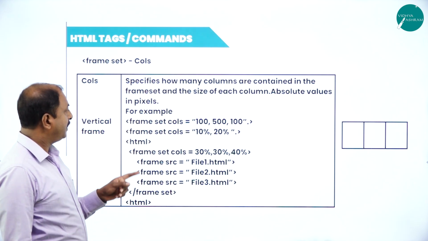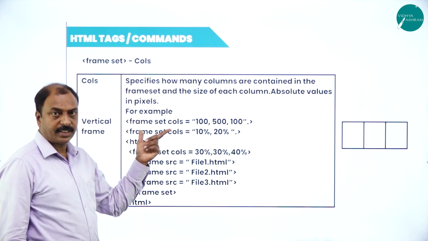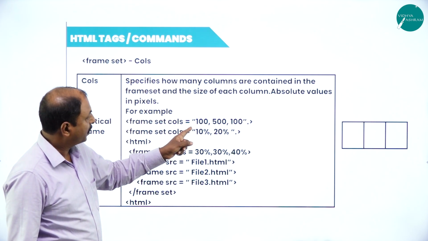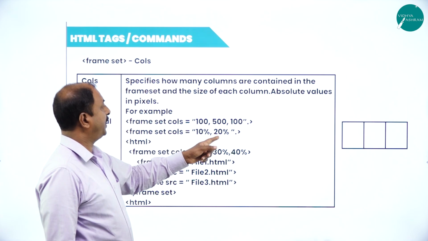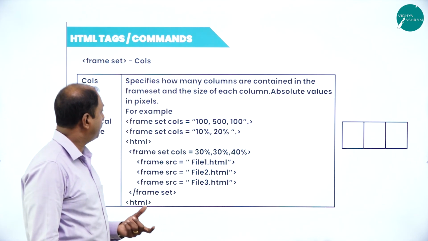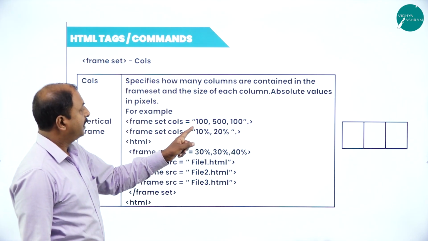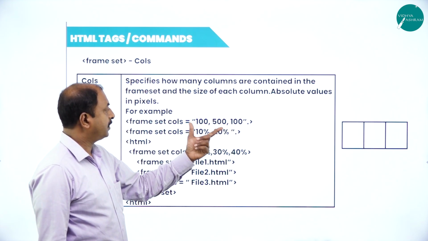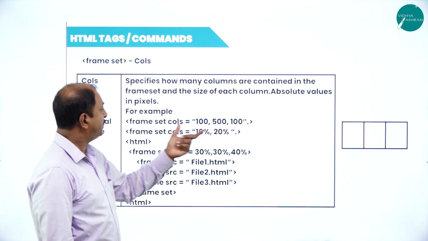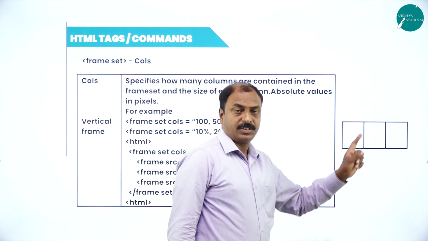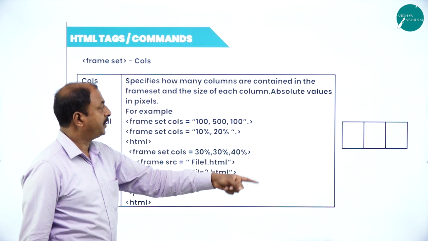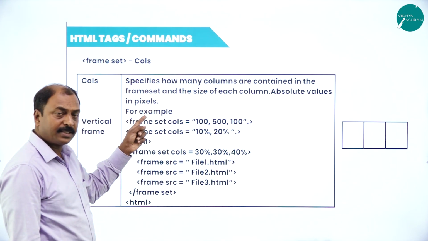Here, for example, frameset cols is the tag, equals double quote. Within the double quotes we write the values 100, 500, 100. If you observe the example, this is 100, 500, 100. There are 3 values, so this web layout is divided into 3 sections. The value might be in pixels.